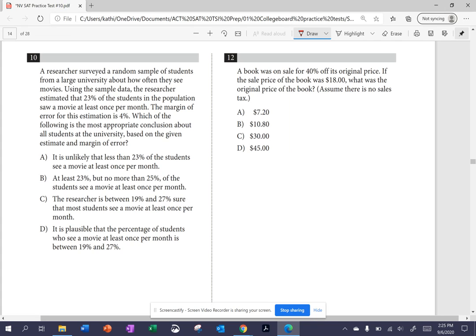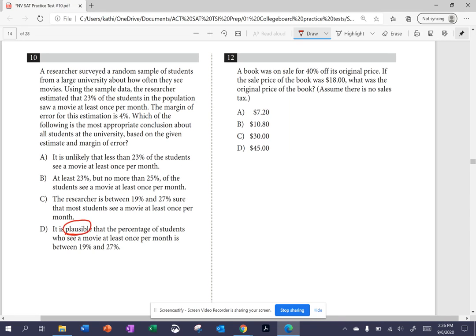A researcher surveyed a random sample of students from a large university about how often they see movies. Using the sample data, the researcher estimated that 23% of the students in the population saw a movie at least once a month. The margin of error for this estimate is 4%. Which of the following is the most appropriate conclusion made about all students at the university based on the given information?